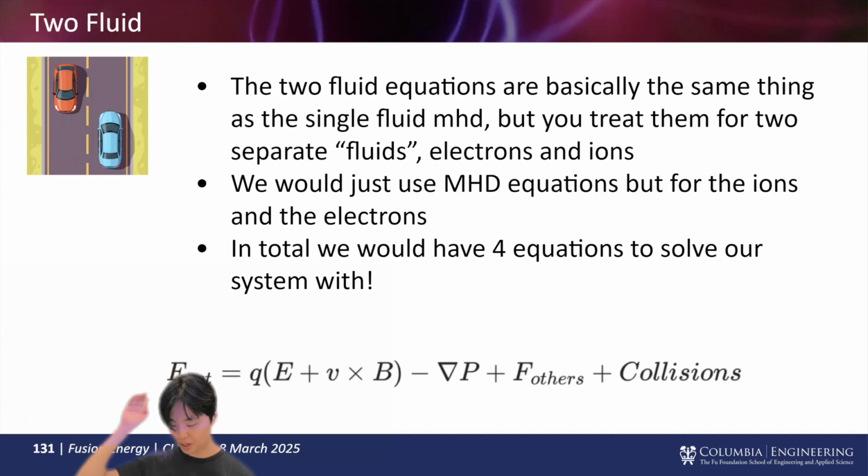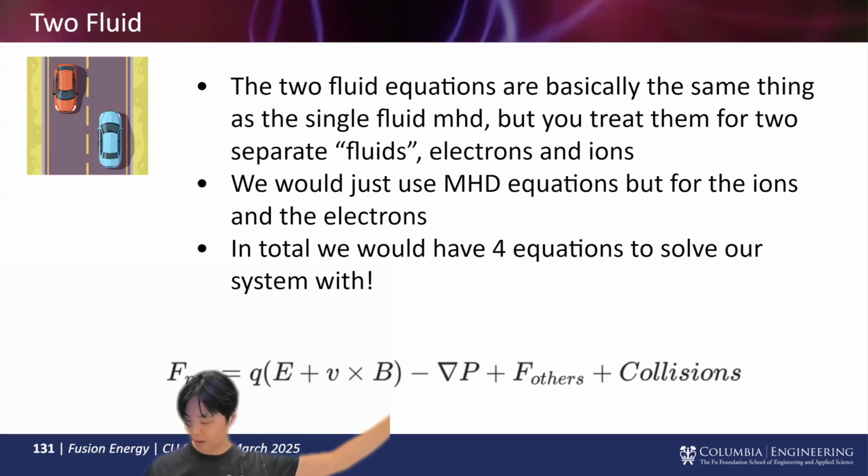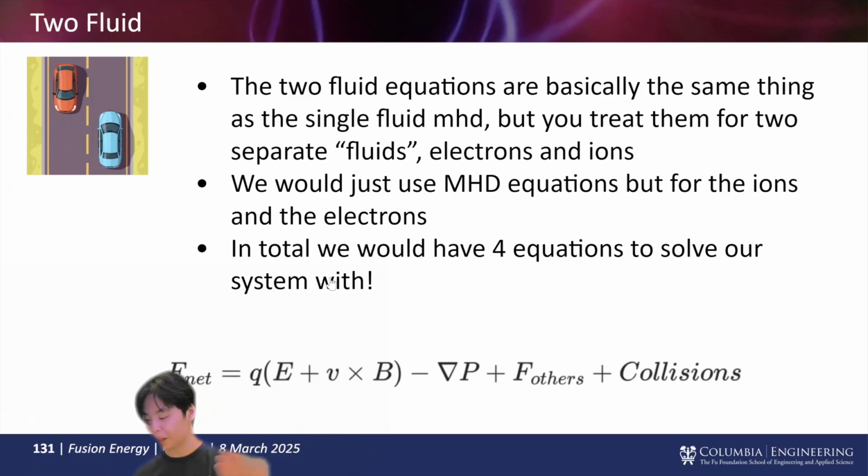So this is the momentum equation for the two fluid model. You can see this is the Lorentz force. You have pressure, you have any other forces, and you have collisions. And instead, you would just replace this with the charge of the ions, the velocity of the ions, or the charge of the electrons, the velocity of the electrons, etc. So you would have four equations, and then you do the same for the continuity. What's the velocity of my electrons versus the velocity of my ions? Because you're treating them as two separate fluids, and they can move at different speeds, or they could have different charges, right?